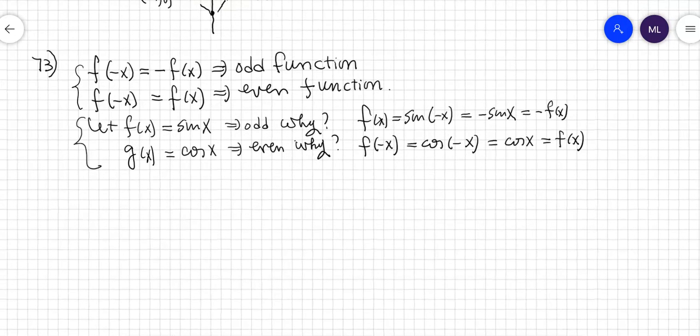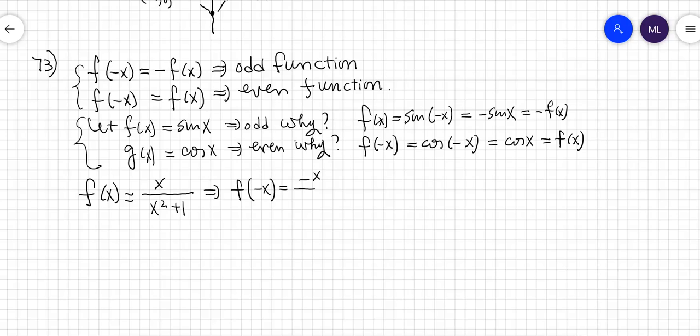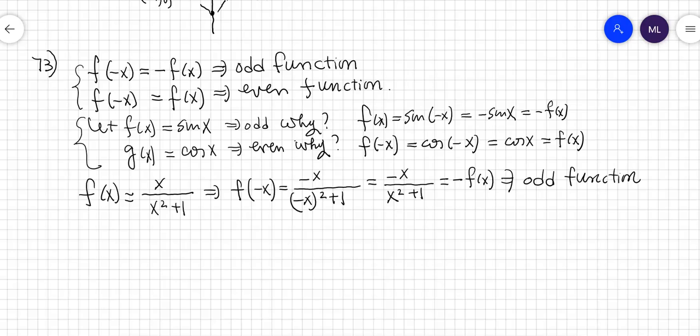So if you look at 73, f of x is x over x squared plus 1. That means, what is f of -x? It is negative x over negative x squared plus 1, which is negative x over x squared plus 1, which is negative f of x. Meaning what? Odd function. Okay. How about 70? You can do the rest.